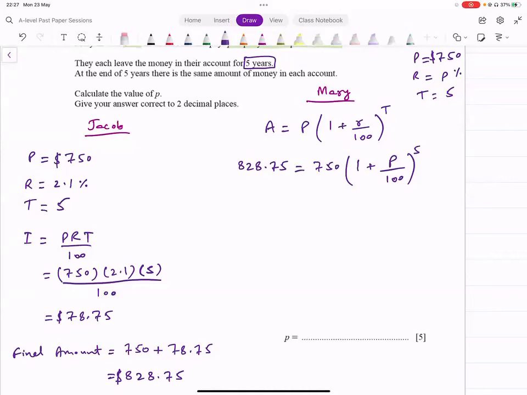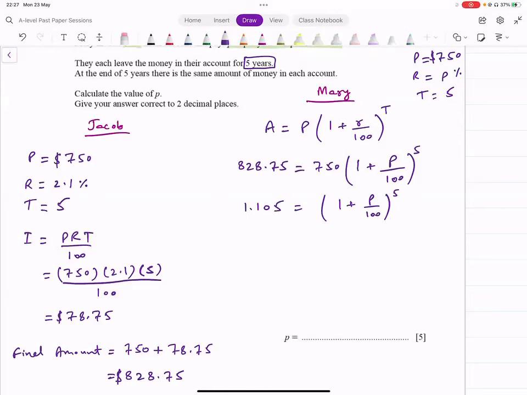अच्छा, सबसे पहले क्या कर सकते हैं, we can take the 750 on the other side, we can divide that on the other side. Let's see what that gives us. 1 plus P over 100 whole raised to power 5, 750 वहां पे जाके डिवाइड हो गया, 828.75 divided by 750, and that gives me 1.105.